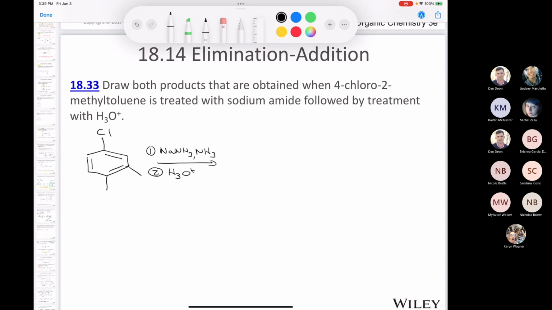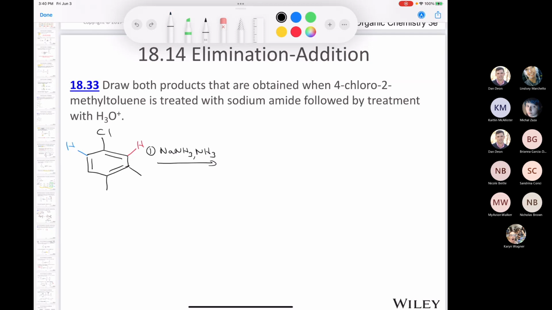So what's going to happen in the first step is you're going to get that elimination occurring. But we have, and I'm just going to erase the second step for now, a proton here, which we could use to do elimination, and we have a proton here that we could use to do an elimination. We could form either one of those intermediates where you remove the blue proton to make benzyne or the red proton to make benzyne.